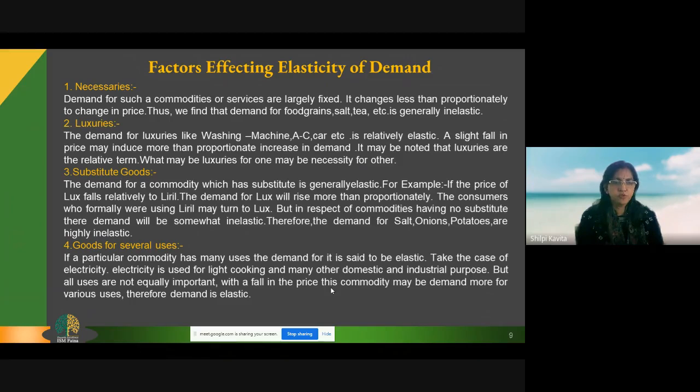Goods which are put to several uses also have an elastic demand because they are demanded from various sectors. Suppose I take the example of milk. Milk is used in many products, in the curd industry, ice cream industry, sweet industry, and for general public use. So if the price of milk falls, the demand increases in various segments, from the people who produce curd, ice cream, paneer, and cheese. That demand will have an effect on it. That is why goods used for several uses have an elastic demand.